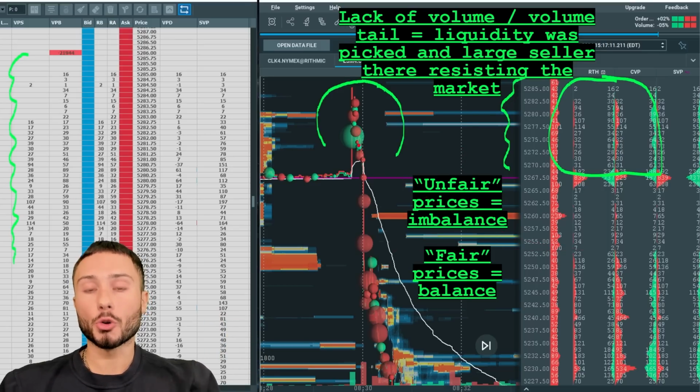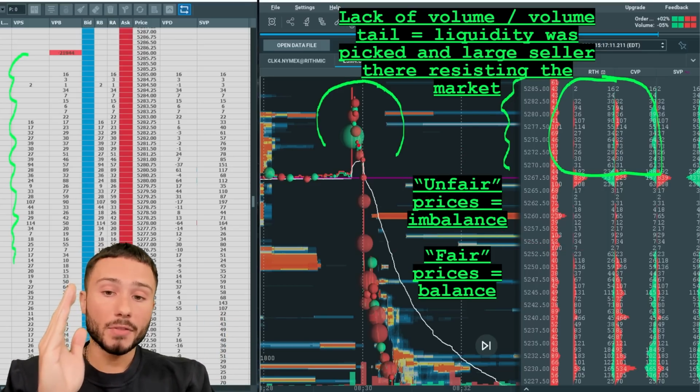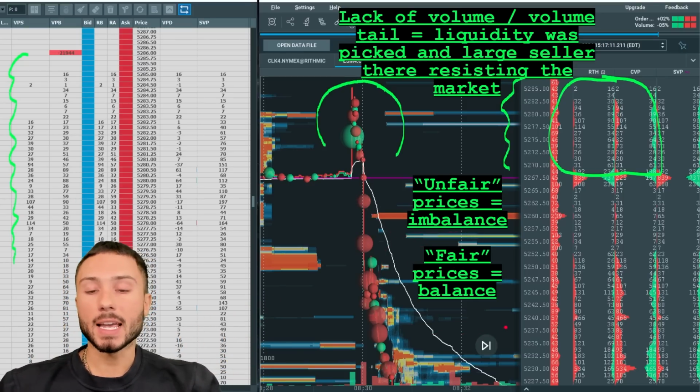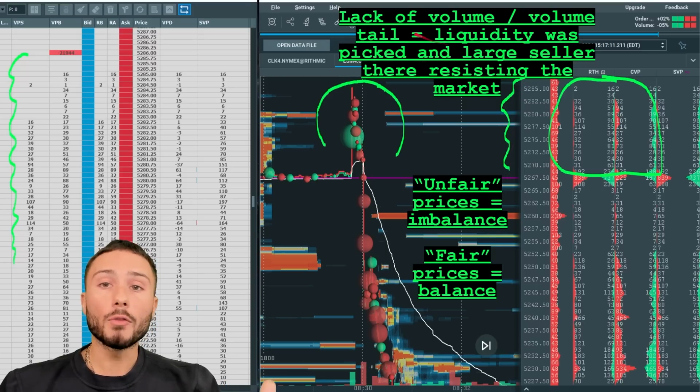If prices agreed with the market breaking above this level, we would see fair prices and we would see balance, indicating the move was accepted. However, since the market broke the level, we see unfair prices in a form of an imbalance, a lack of liquidity, or a volume tail.